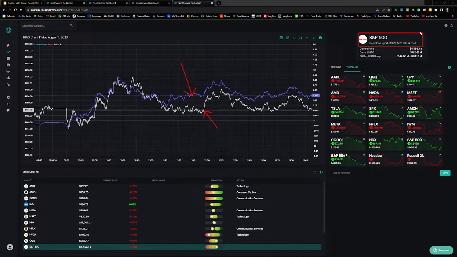And this is a signal that you want to take a look at if you trade any form of the S&P 500, whether you're trading ES futures, SPY shares, SPY options, or SPX options. If you're using this to help with your trading decisions, this is the signal that you want to take a look at.